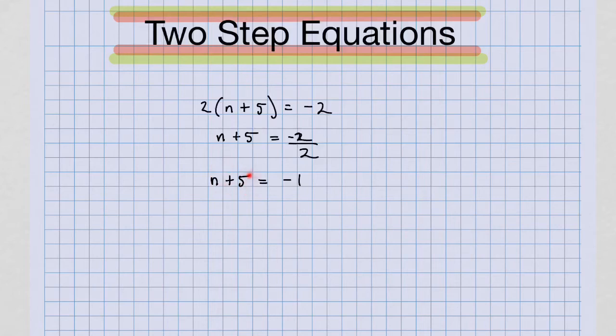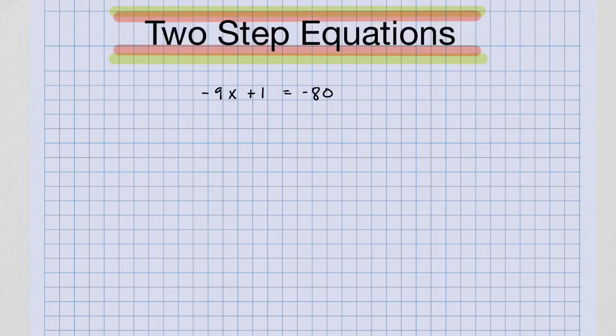Okay, here we have n plus 5. To get rid of plus 5, we need to do subtraction. So now we're going to say n equals negative 1 minus 5. n equals negative 6. Here's our answer. n equals negative 6.